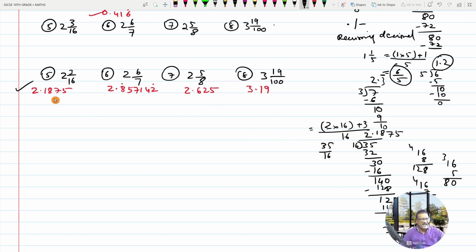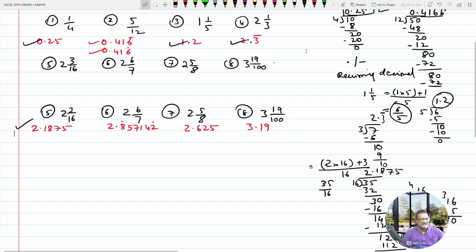Now this is known as an exactly terminating decimal, because after a certain point we got the remainder as 0. Whenever you get the remainder as 0, such a decimal or fraction is known as a terminating decimal or terminating fraction. When it is not terminating, it can be either recurring, or there's another kind that I'll talk to you about later on. So in this case it was recurring, that is in question number 3 and question number 4.